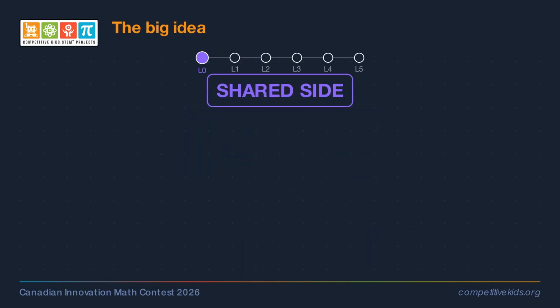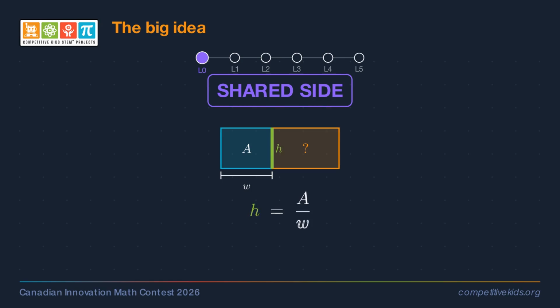This is the shared side rule. Every area maze starts with one unlock moment. Dividing a known area by a known side reveals a hidden side. Tonight, the shared height. 12 divided by 3 equals 4. Use that 4 for the shaded width, and the answer falls out. Find the unlock first. The rest falls into place.